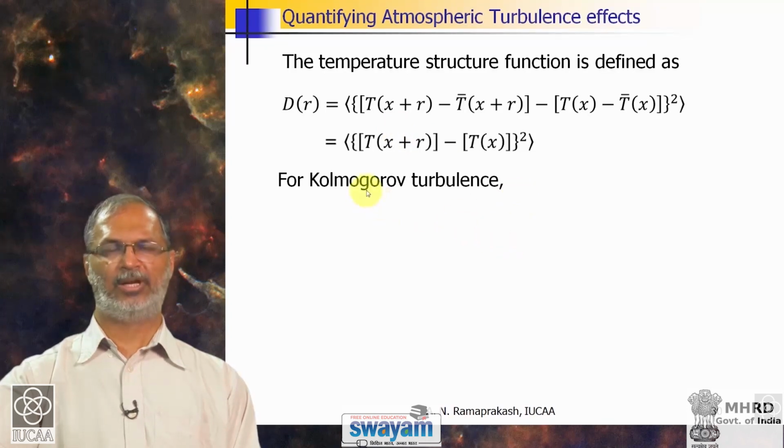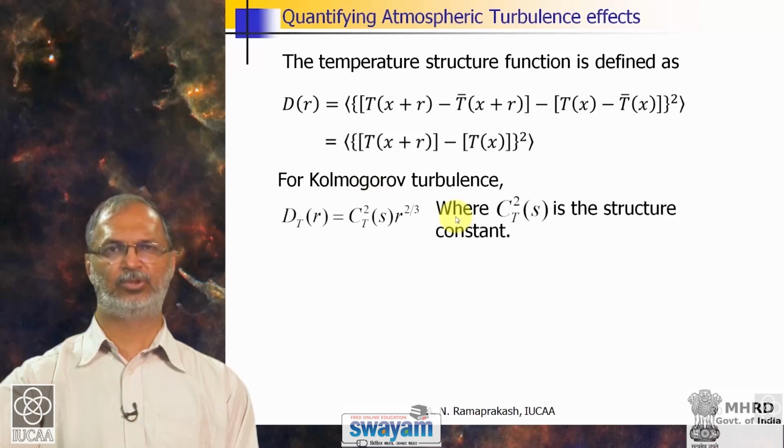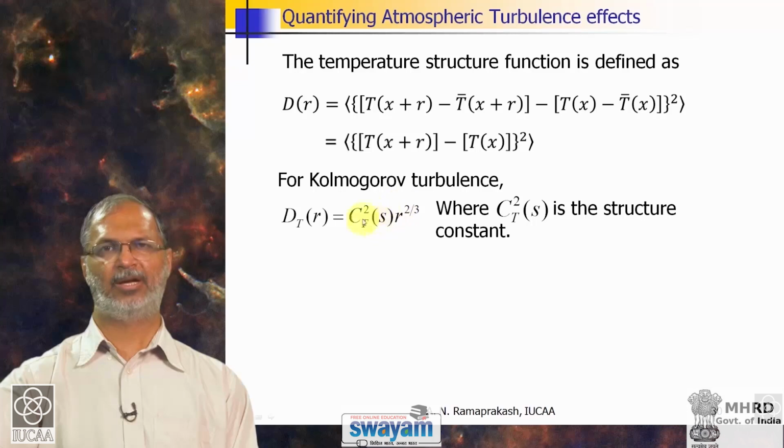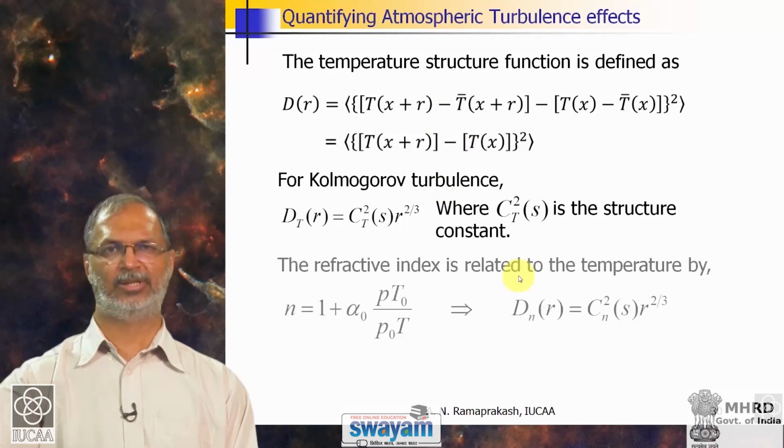So, what is understood is that for the typical kind of turbulence which we see in the atmosphere, the temperature structure function scales like the separation raised to the power of 2/3, multiplied by a coefficient which is called the structure constant. So, the structure constant multiplied by r raised to 2/3 is the typical nature of the structure function in standard atmospheric conditions.